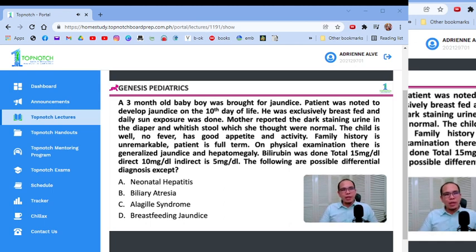So, you have to work up this patient. And then, binasa mo pa yung case, nakita mo meron siyang dark urine and acholic stools. Automatic. Dapat at this point, sure ka na hindi to physiologic jaundice. Okay? The child is well, no fever, good appetite and activity, unremarkable history, full term siya. On PE, there's generalized jaundice and hepatomegaly. So at this point, wala nang question.